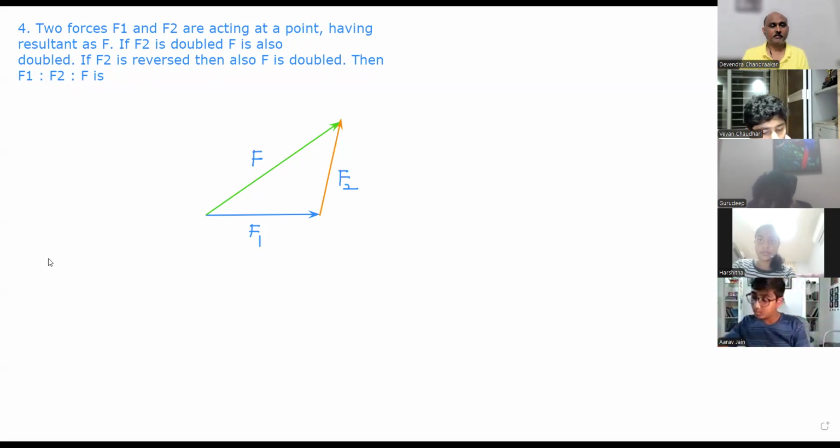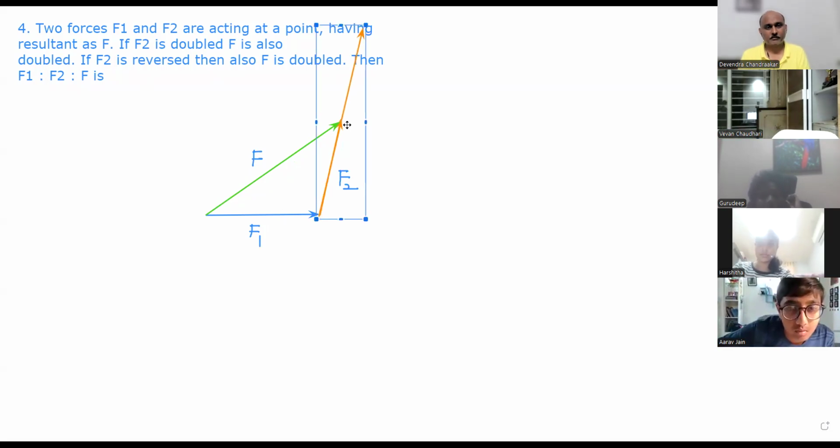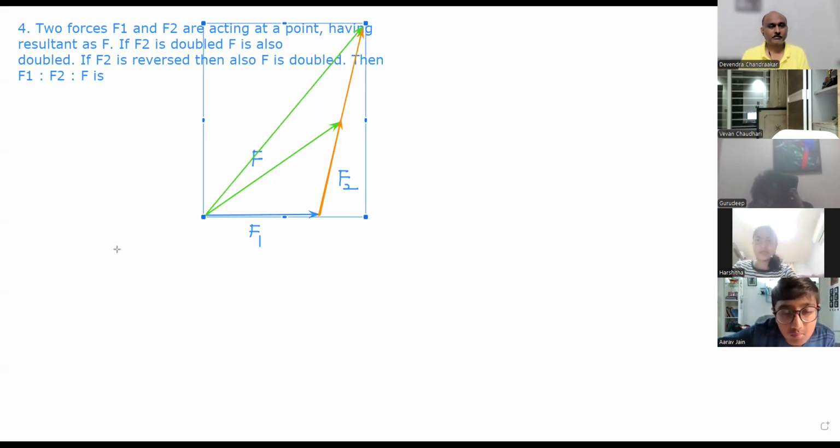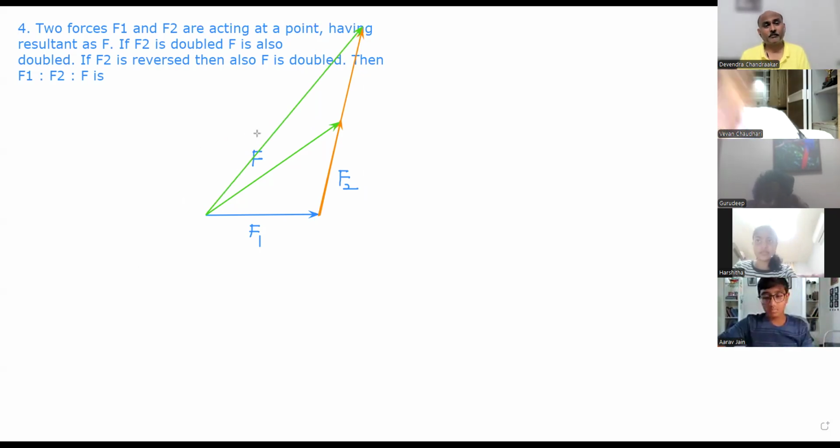So let's say F2 doubles. So F2 becomes 2F2. This is how it will look like. And F also doubles. So this becomes twice. If F2 is reversed, then also F is doubled.